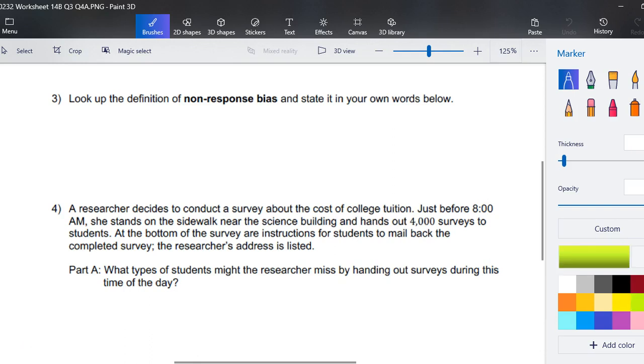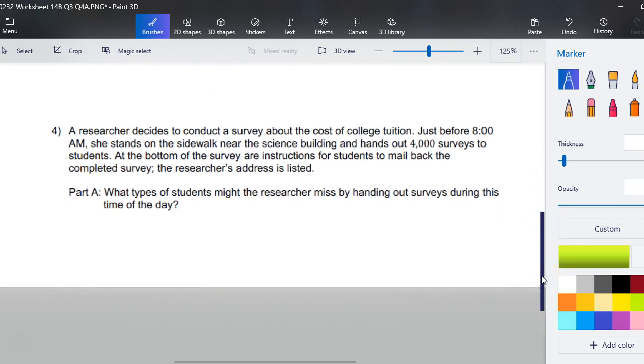Finally, we're going to look at non-response bias. A possible definition for non-response bias is that in sampling with a survey, some individuals that are chosen for the sample are unwilling or unable to participate in the survey. Non-response bias might result, especially if there is some sort of difference between those who did respond and those who chose to not respond. This is a great time to hit pause. Go ahead and look at questions 4 and beyond, and then come back and let's walk through 4.